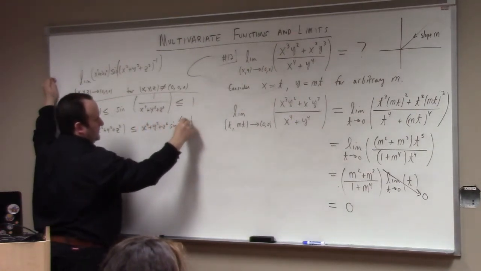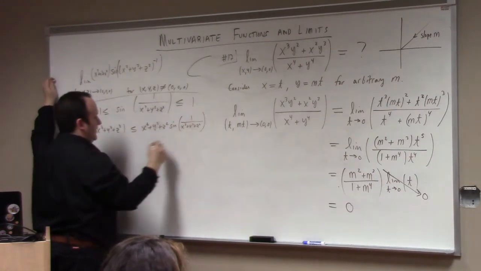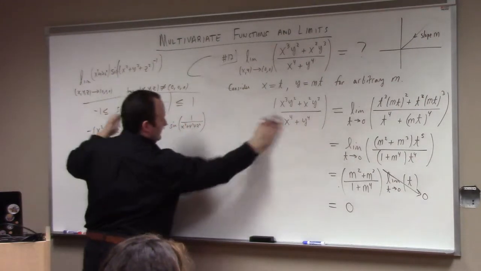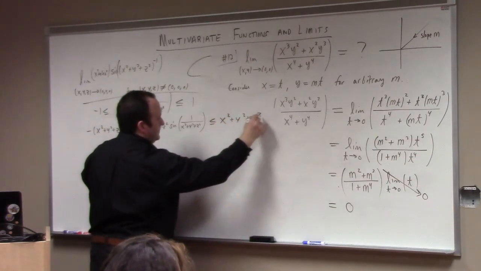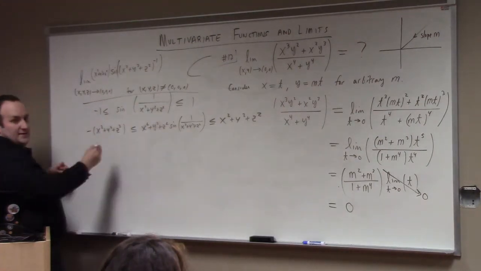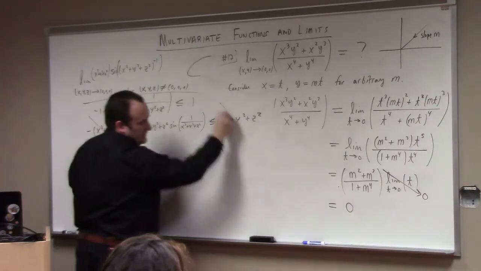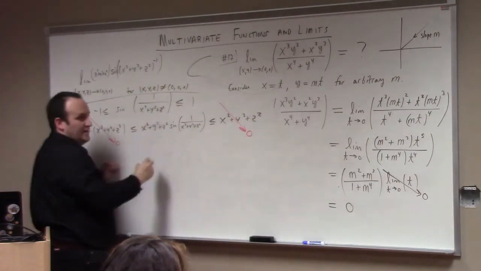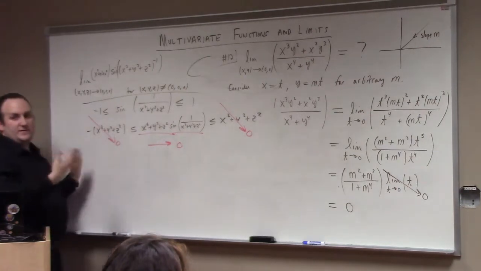Sine of the reciprocal square, right? But what happens to these guys? As you approach the origin, this goes to 0, this goes to 0, consequently, this also goes to 0 by the squeeze theorem.